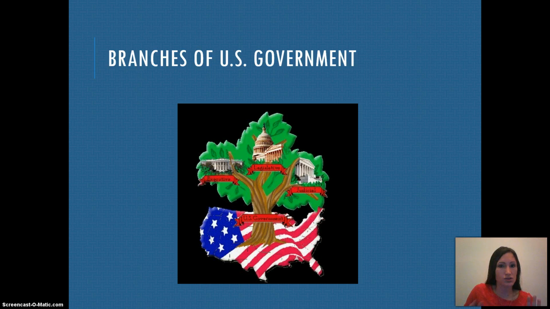Something I want to go over again are the branches of government, when the Congress got together and talked about how it's going to work. We have the executive branch, which is the president, the legislative branch, which is Congress, which is broken into the House of Representatives and the Senate, and then we have the judicial, which is the Supreme Court.